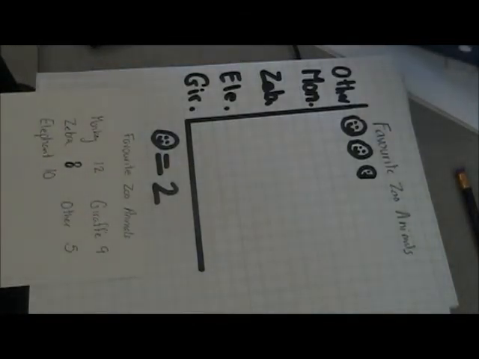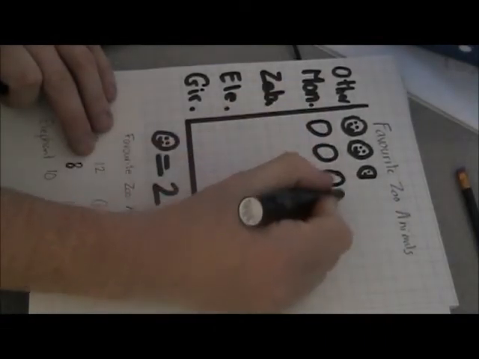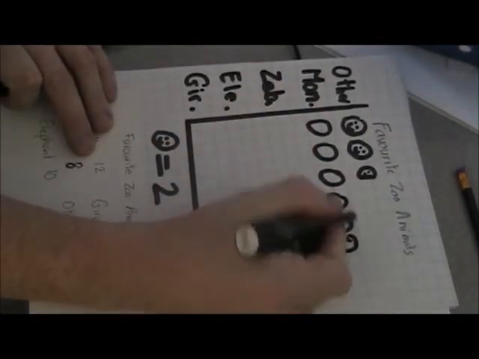So how many happy faces do I draw here? If each happy face is 2 people, I've got 12 people. So you skip count in your head. Your multiplication, 2 times something equals 12. What do you think, Lauren? 6. Excellent. So 1, 2, 3, 4, 5, 6.